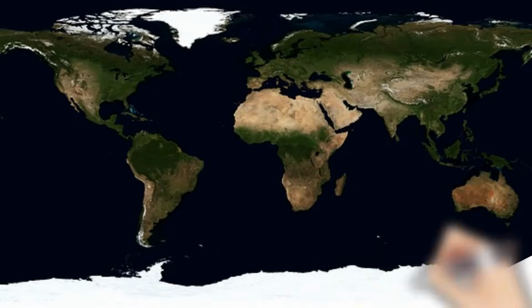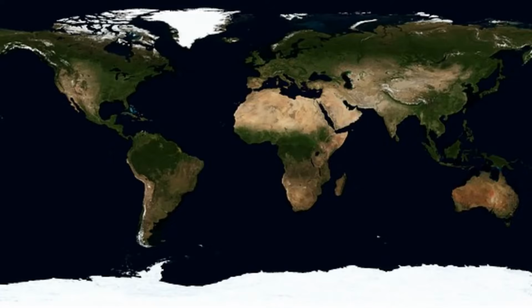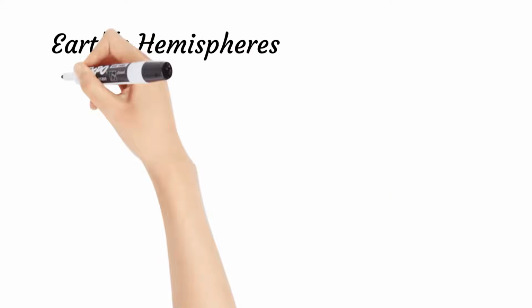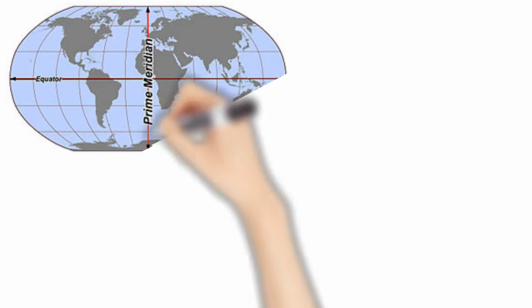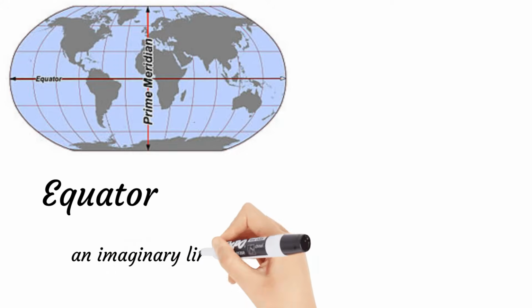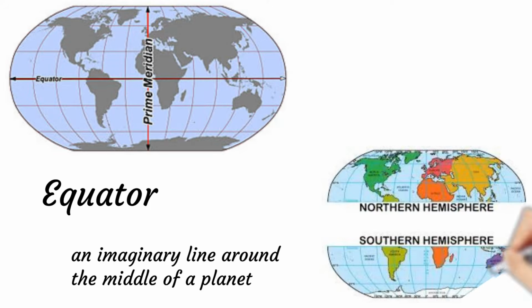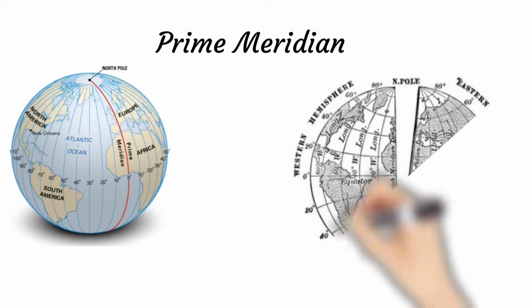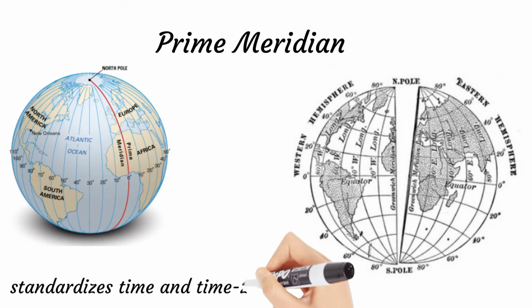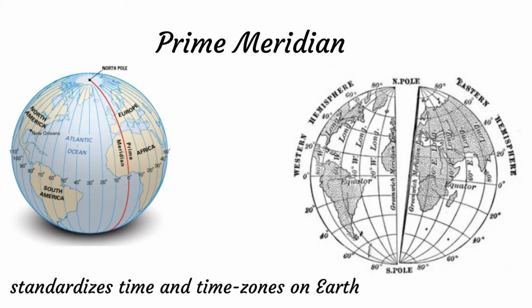If in the previous episode we found out where our planet is positioned in space, let's find out today where we are positioned relative to the Earth. Let's start with Earth's hemispheres. There are 4 hemispheres relative to 2 reference points, equator and prime meridian. The equator is an imaginary line around the middle of a planet, which divides the Earth into northern and southern hemispheres. The prime meridian is the imaginary line that divides Earth into 2 equal parts, the eastern hemisphere and the western hemisphere, and standardizes time and time zones on Earth.